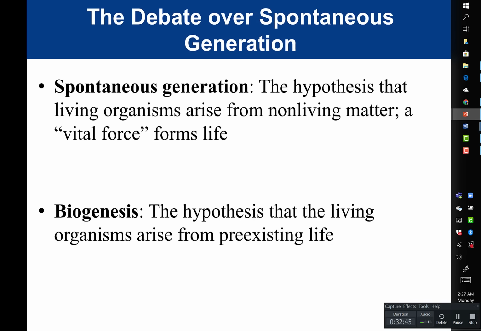So once they saw cells, this led to a debate about how life arose. And so there were two competing theories during this time. One was referred to as spontaneous generation, and that is the hypothesis that living organisms arise from non-living matter, that some vital force forms life. So in spontaneous generation, the idea was you could go from non-living to living. Spontaneously, some vital force, they didn't know what it was, allowed life to come from nothing.